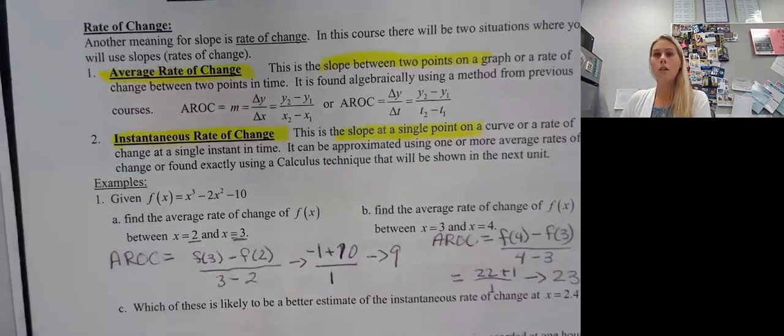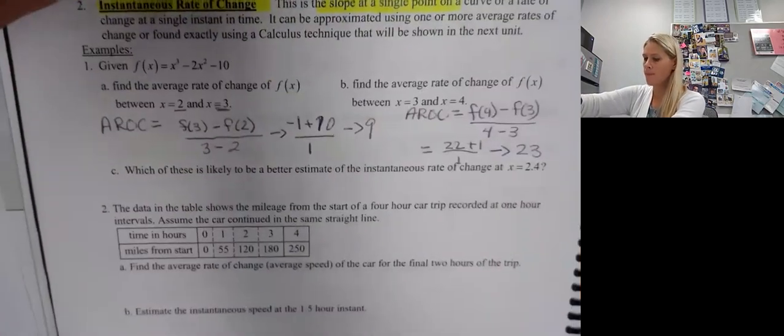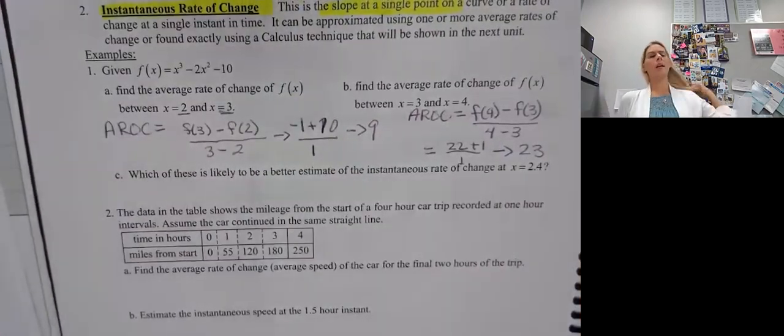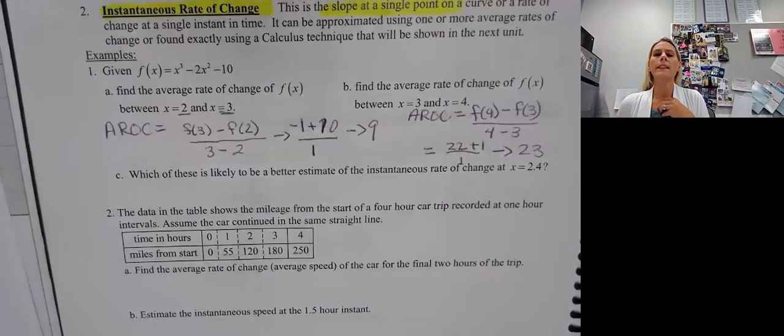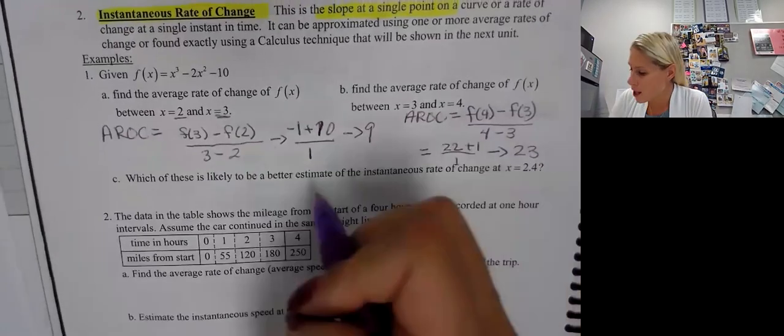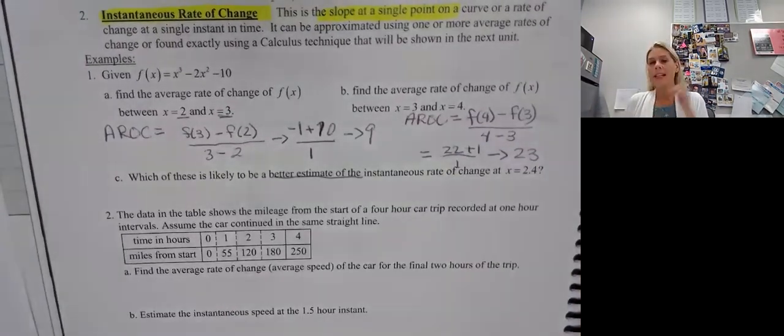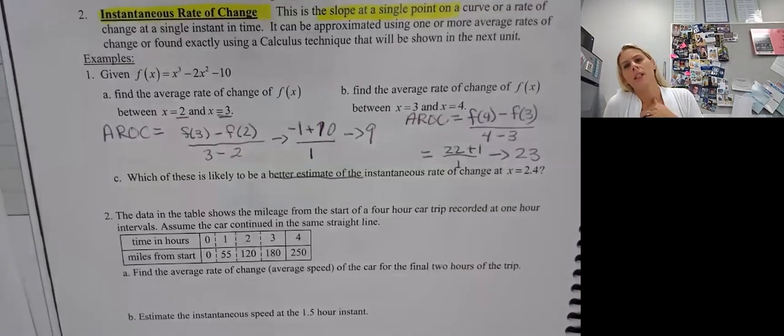Hopefully that sounded familiar. Now let's answer this question. Which of these is likely to be a better estimate of the instantaneous rate of change at 2.4?